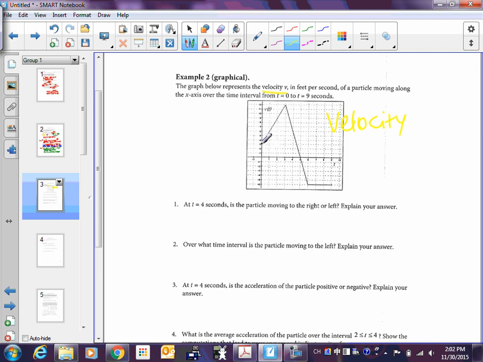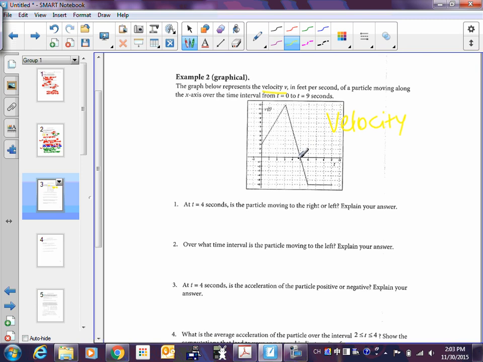So I want you to write that really big somewhere on your paper so that you don't forget this is velocity. Okay, the velocity starts off positive, which means which direction does the particle start out traveling? To the right. And what's happening, if you kind of follow my little pin here, what's happening to the velocity? It's increasing. So the particle is still moving to the right and it's speeding up. What happens right here? The velocity is decreasing. But what direction is the particle still traveling? Still traveling to the right because the velocity is still positive.